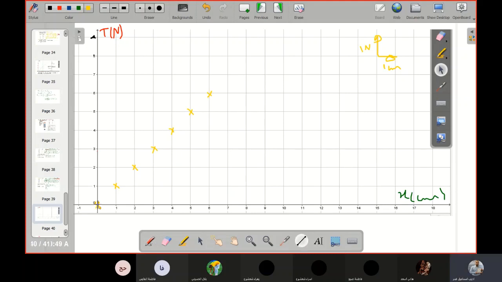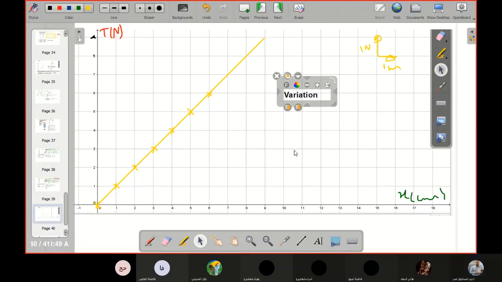We join them. What does the graph look like? A straight line passing through the origin. What do we call this graph? Give it a title: variation of tension as a function of compression.